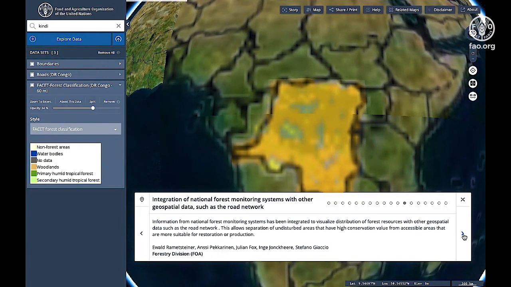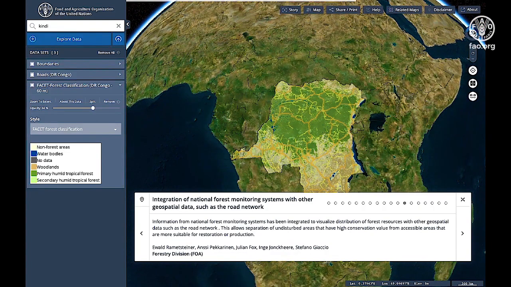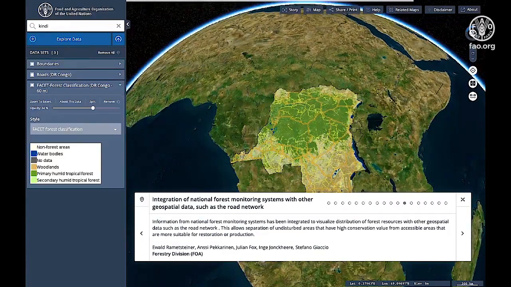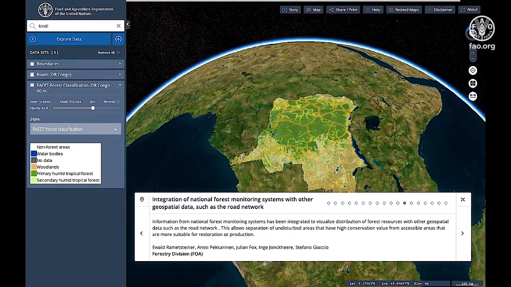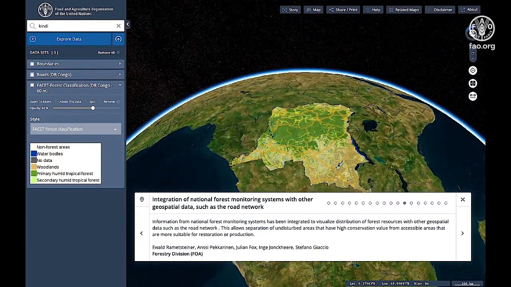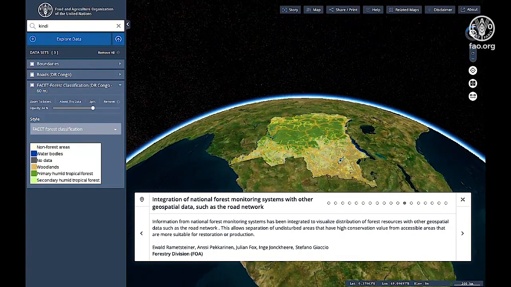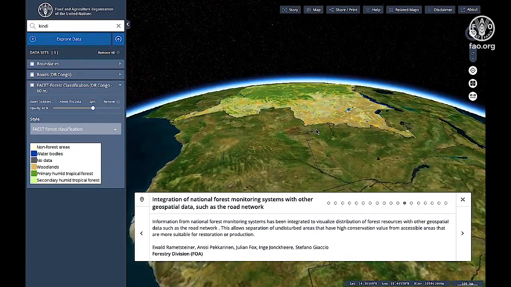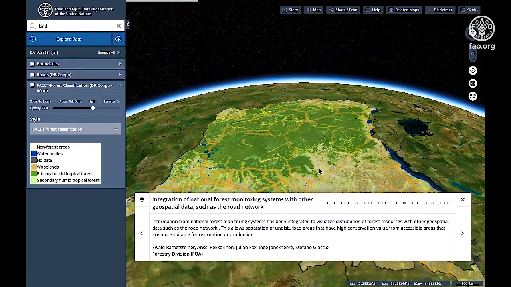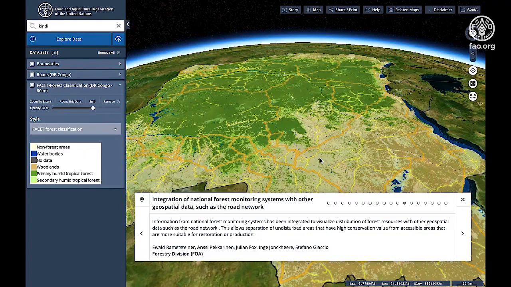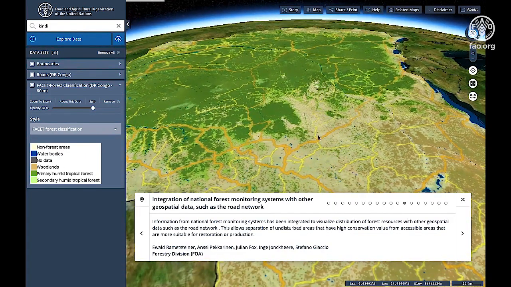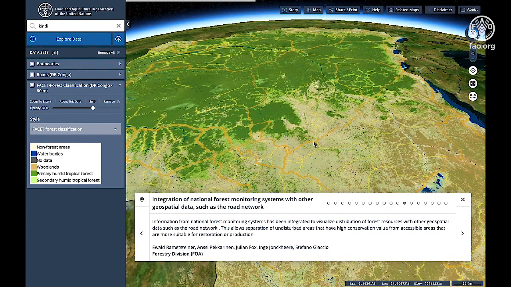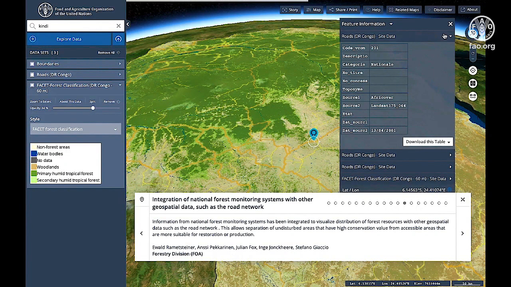Information from national forest monitoring systems has been integrated to visualize distribution of forest resources with other geospatial data, such as the road network. This allows separation of undisturbed areas that have high conservation value from accessible areas that are more suitable for restoration or production. Adding geospatial information on further indicators, such as change in forest cover, will support also monitoring of progress towards the SDG 15, Life on Land.